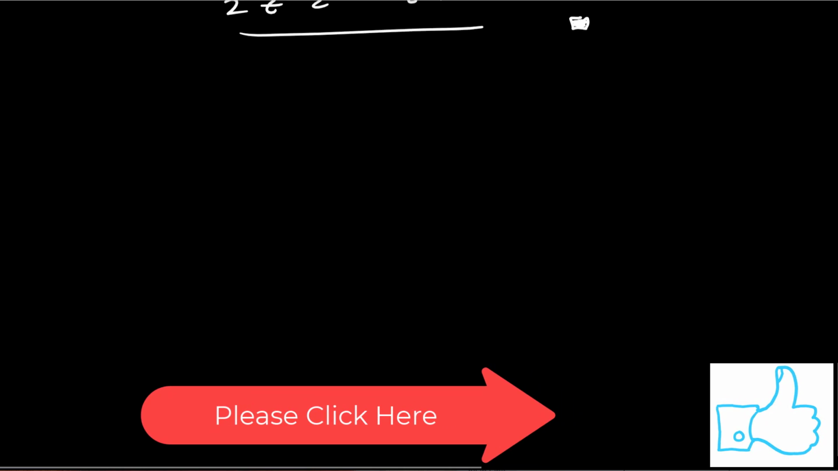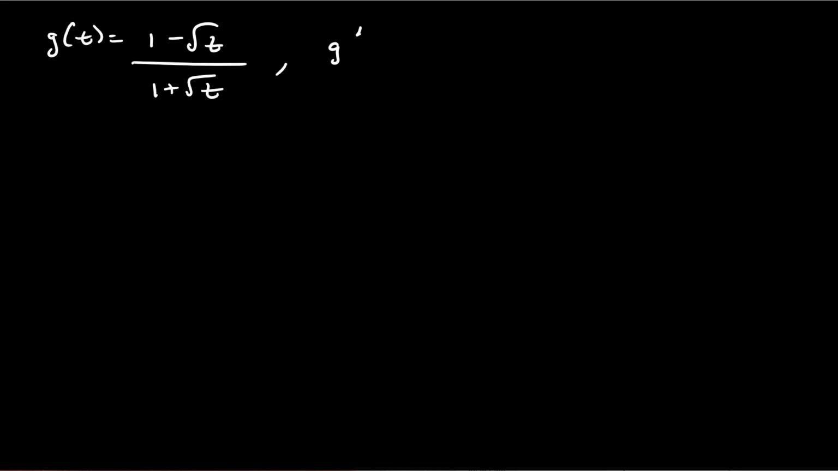Let's look at another example. Suppose I had a function g of t equals 1 minus square root of t divided by 1 plus the square root of t, and we're asked to find g primed of t.